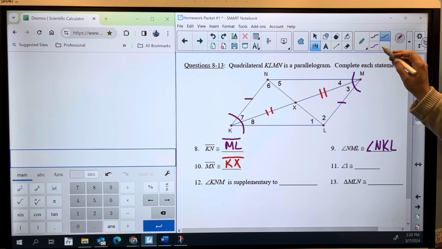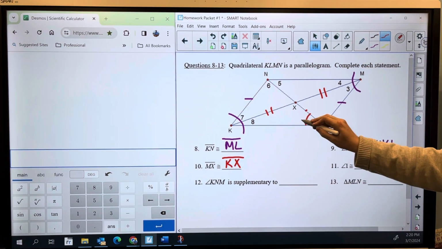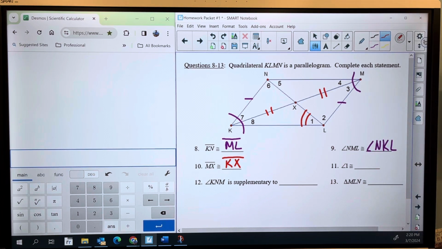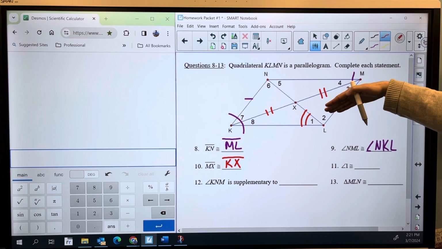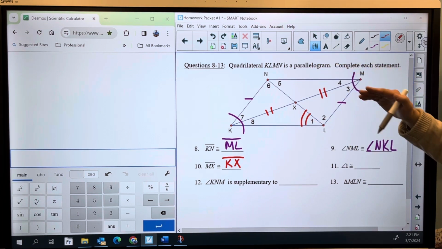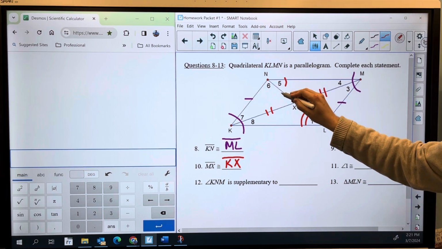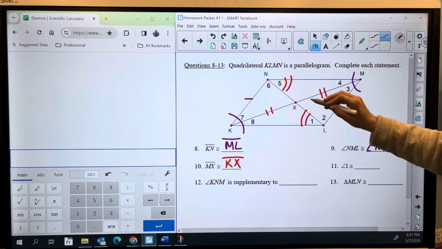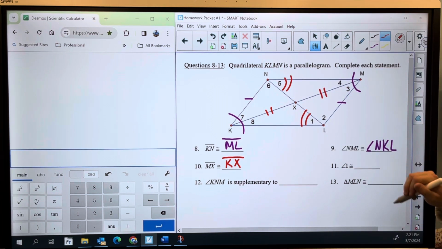Angle 1, so we got that little angle right there is congruent to, and we're thinking, are the angles bisected? No, they're not. But we do have parallel sides right there since it's a parallelogram, so it's congruent to that alternate interior angle, angle 5.